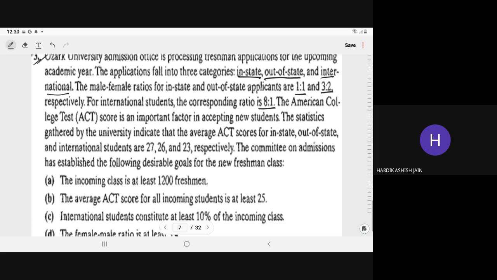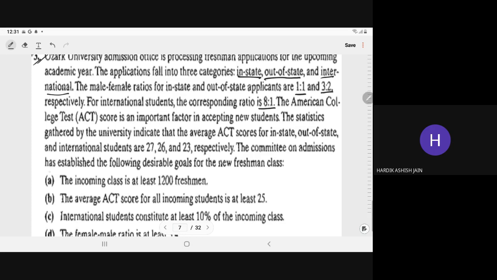Score is an important factor in accepting the new student. Statistics gathered by the university indicate that the average ACT scores for in-state, out-of-state, and international students are 27, 26, and 23 respectively. So that is the average cutoff. The Committee on Admission has established the following desirable goals for the new freshman class.